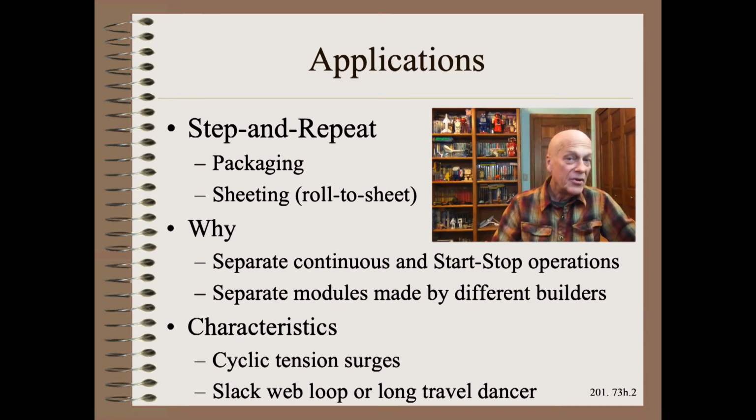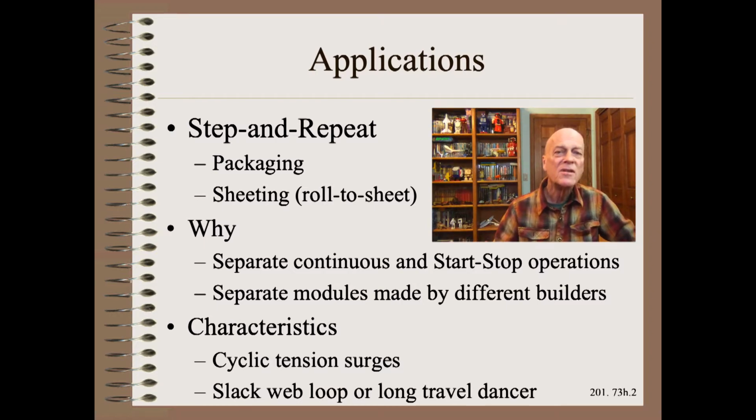Step and repeat machines are used in a wide variety of applications. Two examples are sheeting, such as used for food products, and roll to sheet, such as used in the forms industry. There are several reasons why these design configurations are popular. One is that it can separate continuous operations such as unwind paying out with stop-start operations such as sheeting.